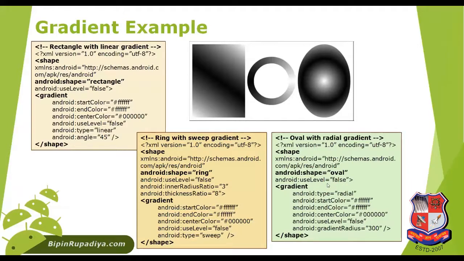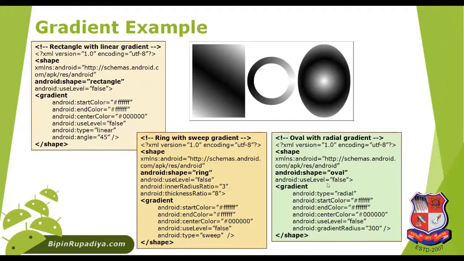So what is this use level? Basically, when you keep use level true, then it will not properly mix your two or more colors. So what happens? You will see these stripes of color. Smooth colors will not be displayed for you, but stripes will display, so you will see a difference between two colors.